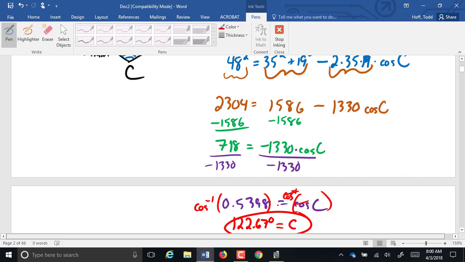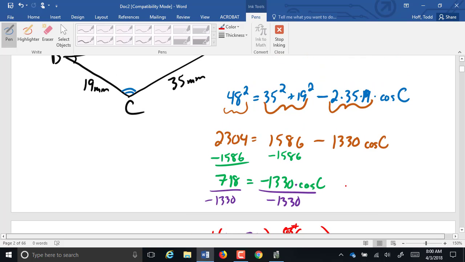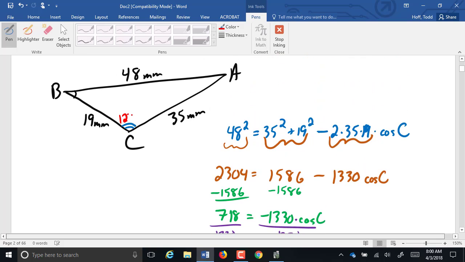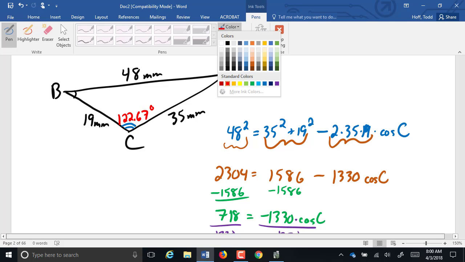How many of you had 122.67 degrees for C? Good. One of you at least? So you can see there, the cosine will give you an obtuse angle. It's just a negative cosine. What's that? My one disappeared, thank you.